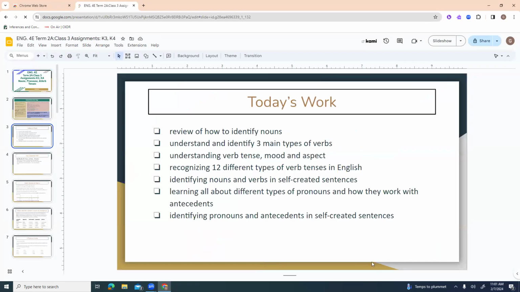Here we go. Okay, understand and identify 3 main types of verbs. Understand verb tense, mood, and aspect. Recognize 12 different types of verb tenses in English. Identify nouns and verbs in self-created sentences. And learn all about different types of pronouns and how they work with antecedents. And also identify pronouns and antecedents in self-created sentences. So a lot to do today.